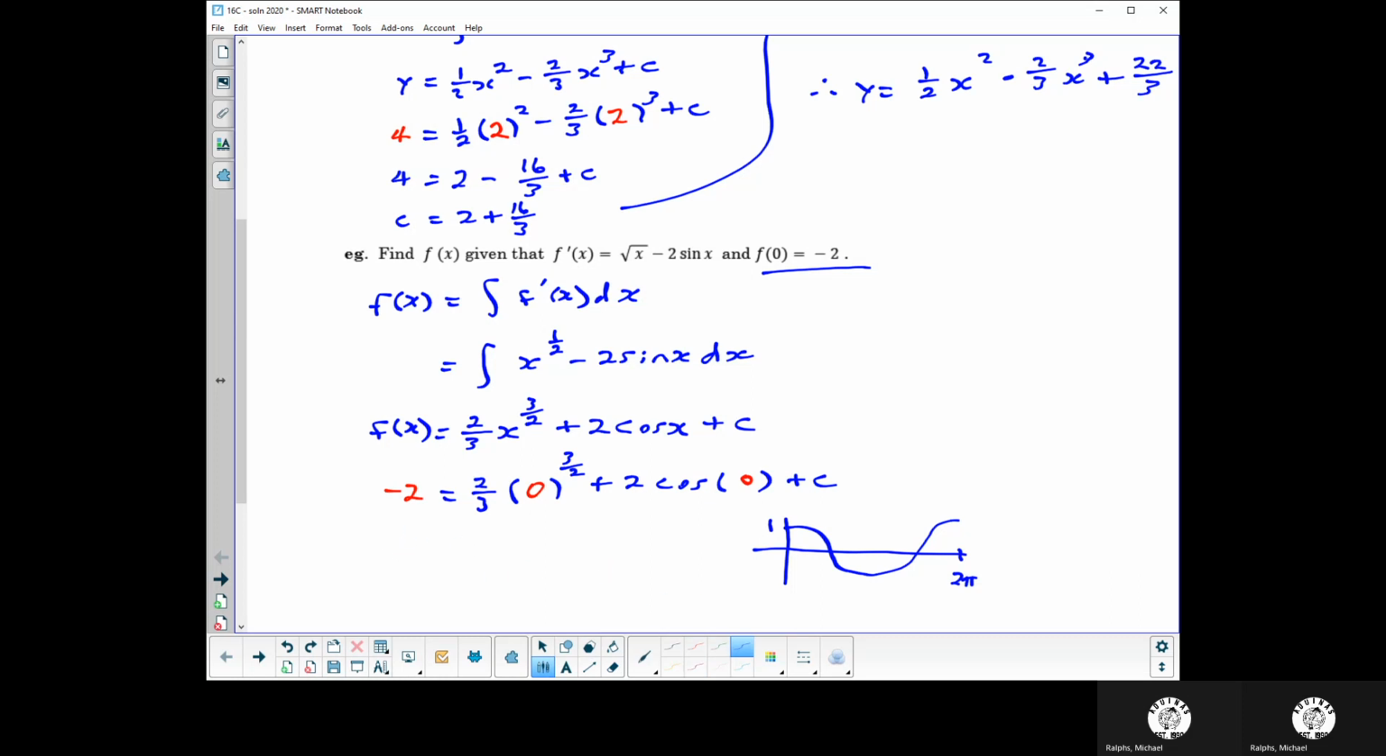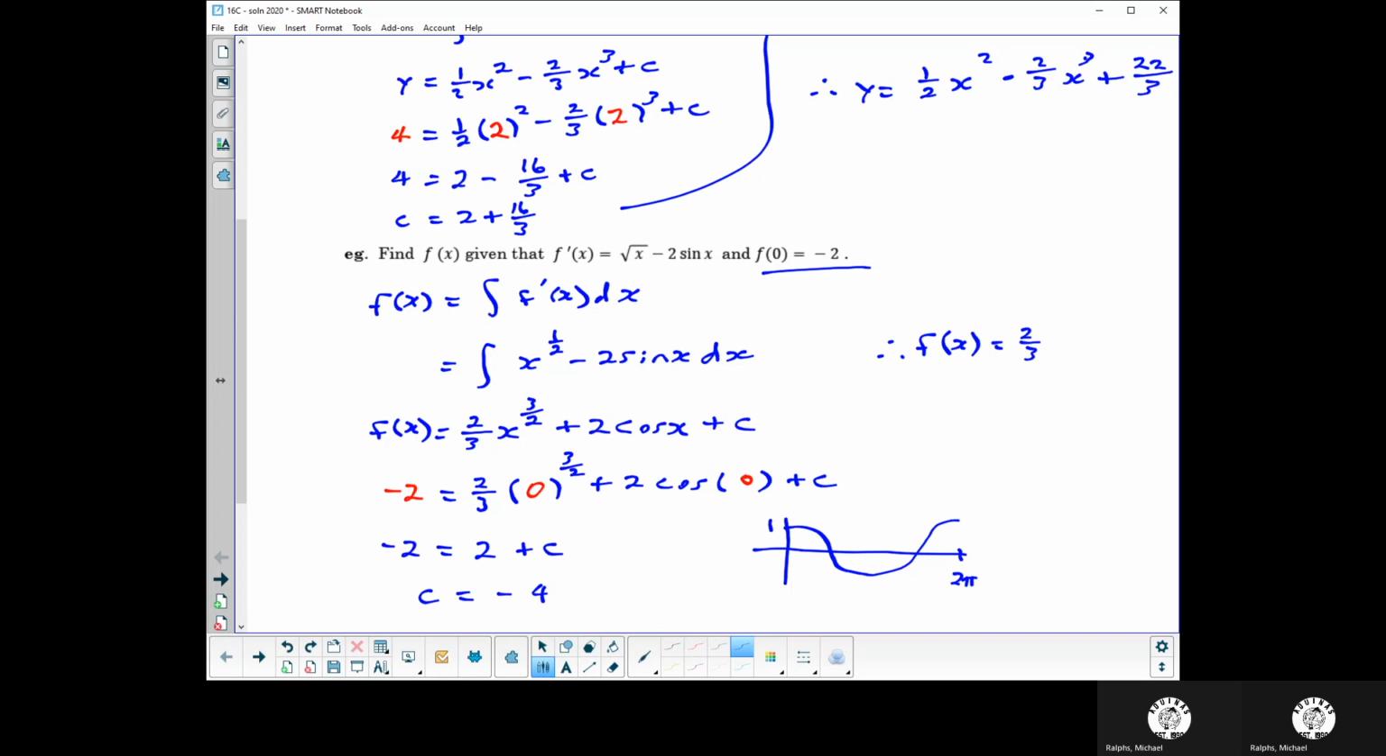And so, of course, we still have negative 2 as the y value. That first term disappears because it's 0. And then 2 cosine of 0, well, cosine of 0 is just 1. So that just gives us 2 plus c. So therefore, c equals negative 4. So therefore, our function is f of x equals 2/3.